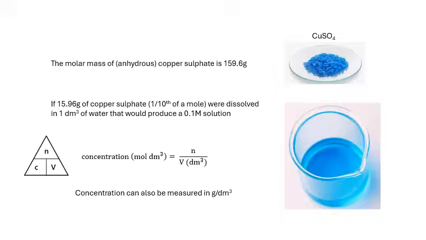It would be worth remembering this little triangle. Yes, so the concentration is the number of moles divided by the volume. Remember that the volume has to be in decimeter cubed. You can also measure concentration in grams per decimeter cubed, but if you do that, it's not molarity anymore. You can't call that molarity. You can only just call that concentration. So be careful with the units. We'll be using moles per decimeter cubed in this video from now on, and I suggest you do as well.